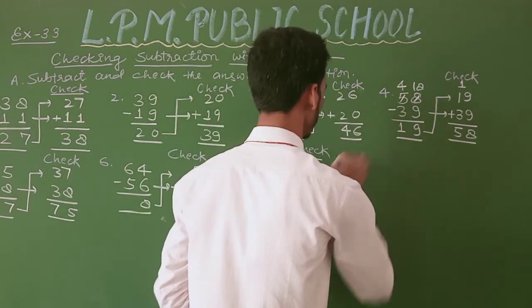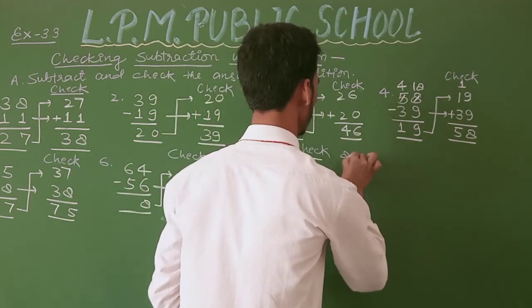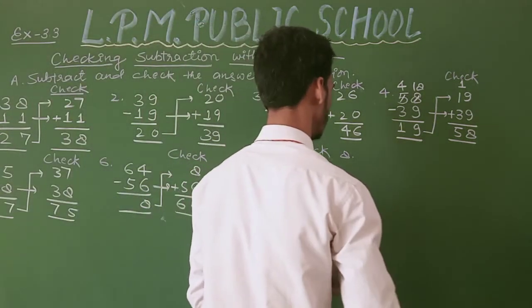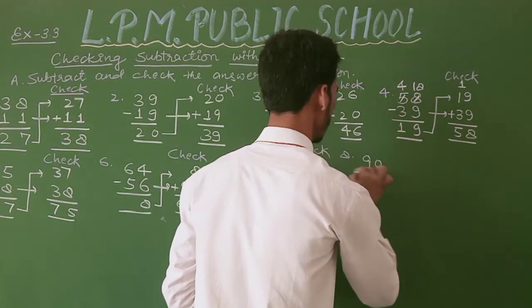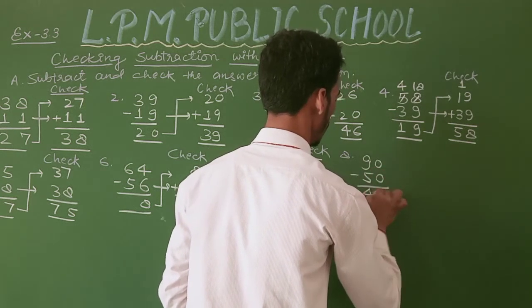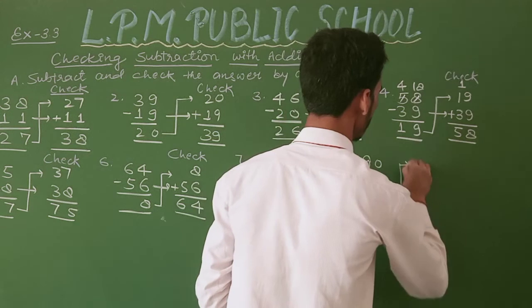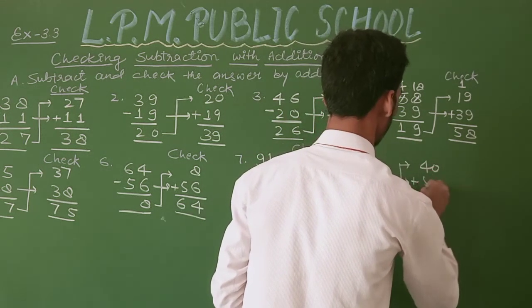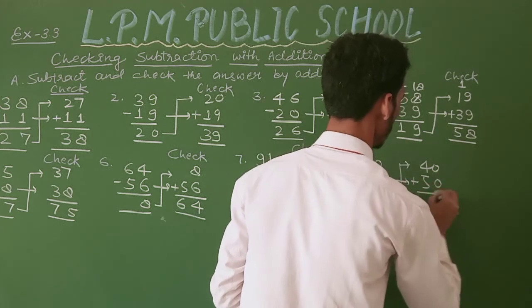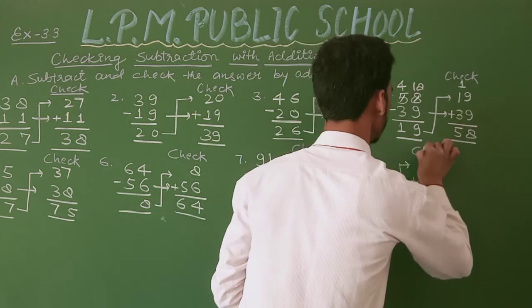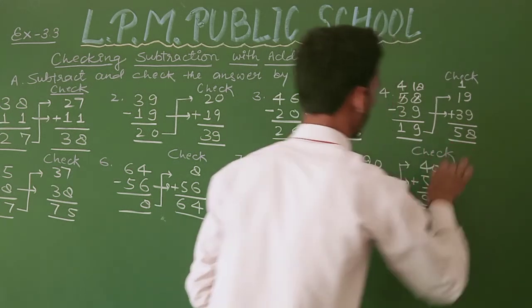Question number 8, and what is question number 8? That is 90 minus 50. 0 minus 0 is 0, 9 minus 5 is 4, so 40. 40 is the difference. When we add 40 and 50, that is the smaller number, it should become equal to the bigger number, that is 90. And that was the check for this subtraction.